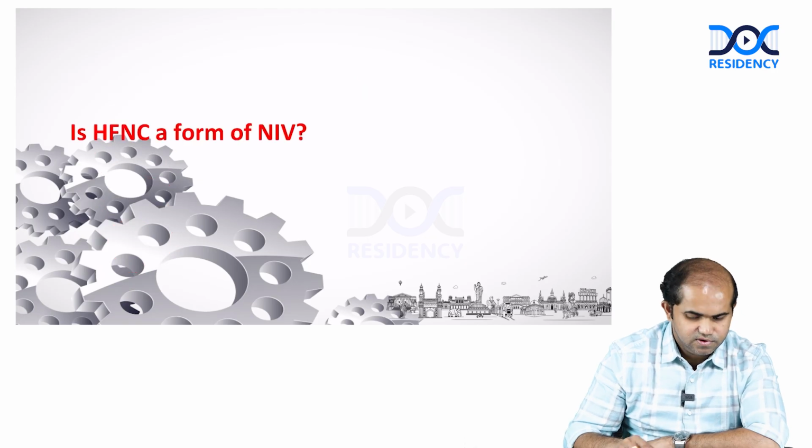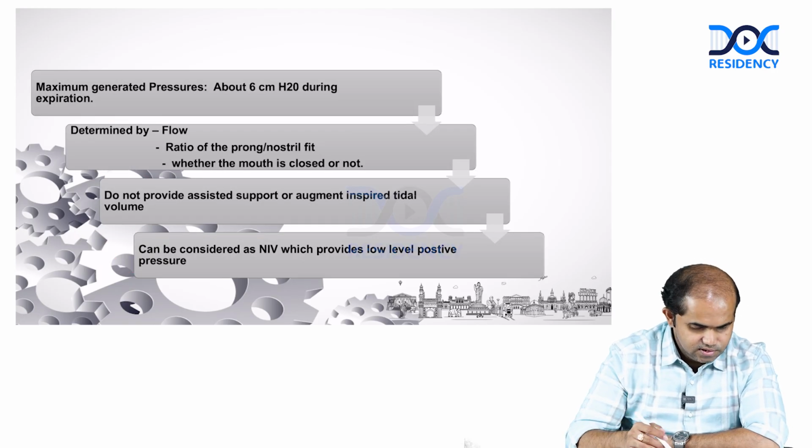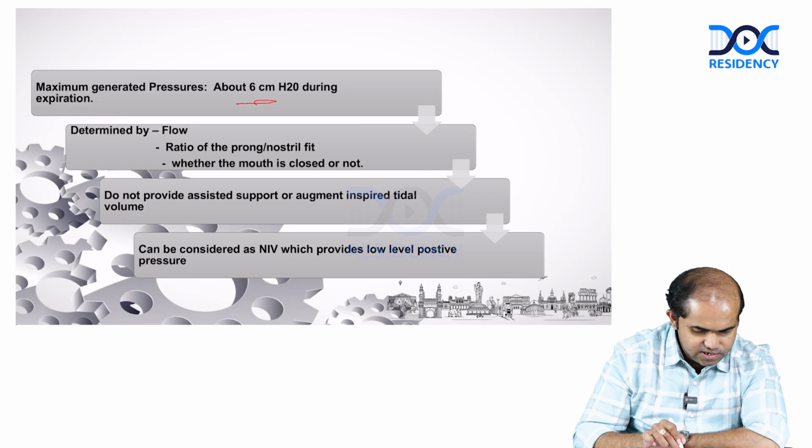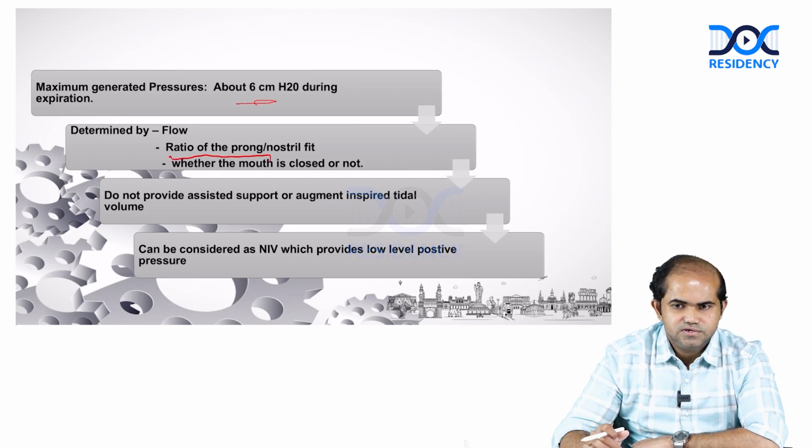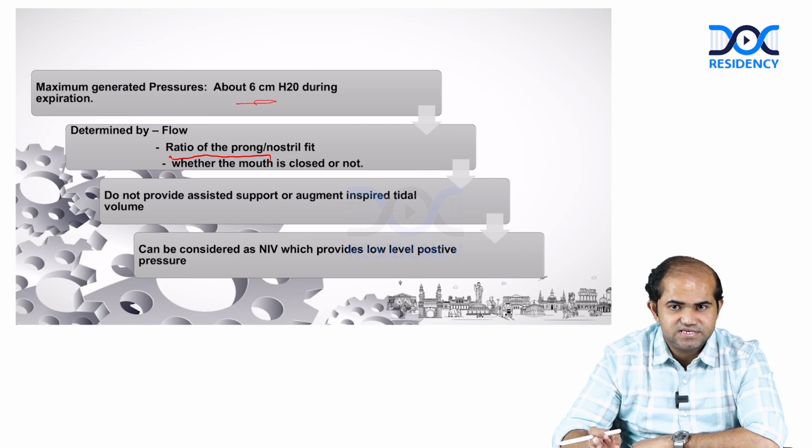So is HFNC a form of NIV? Definitely yes. What do you mean by HFNC? With HFNC, the maximum generated pressure is about 6 centimeters of water. It is determined by the prong and nostril fit, so you have to make sure it is proper. Different sizes are available: XS, S, M, L and XL, in various colors: purple, yellow, green and red. So you have to check the sizes. It is from the Fisher & Paykel company.